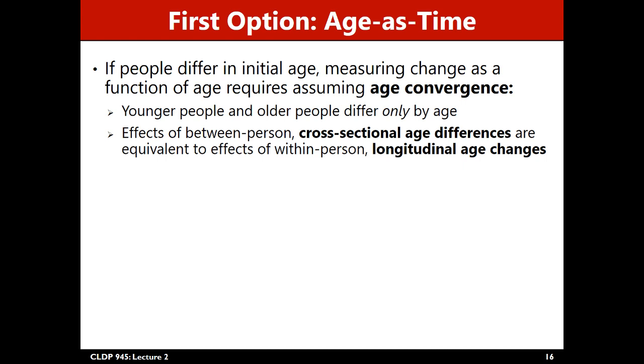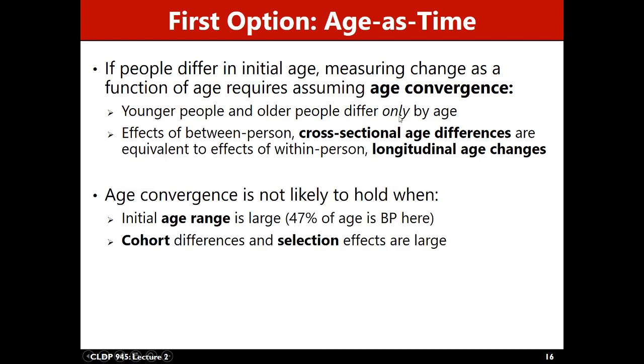So the idea is that these effects of cross-sectional age differences and longitudinal age changes would converge onto the same trajectory. Or said more simply, that younger people and older people differ only by age and for no other reason. This is not likely to be the case the larger the age range is at the beginning and to the greater extent that you have cohort differences and selection effects.